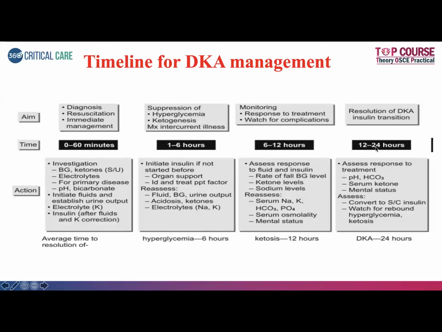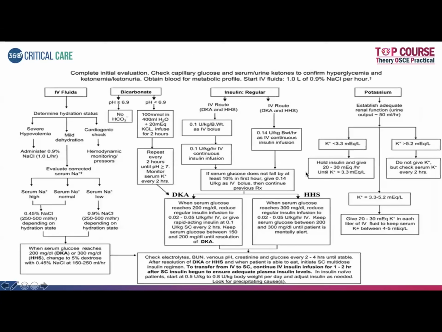12 to 24 hours is the period wherein your DKA resolves, and you start the transition from intravenous insulin to a subcutaneous form. Convert to a subcutaneous form, and then again watch for rebound hyperglycemia and ketosis. So this is the complete algorithm of how you need to manage. We have talked about this in detail. So bicarbonate, if pH is less than 6.9, and you have to monitor every second hourly.